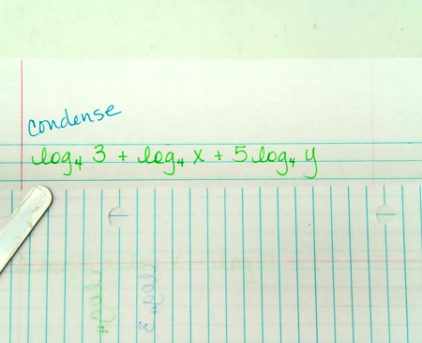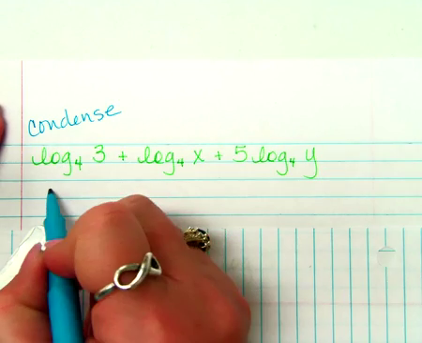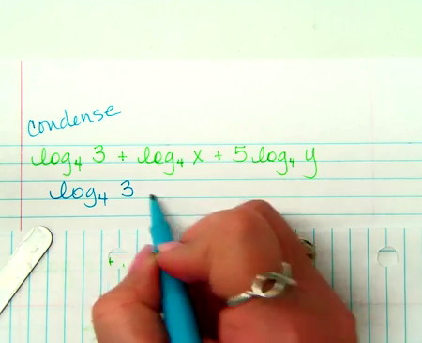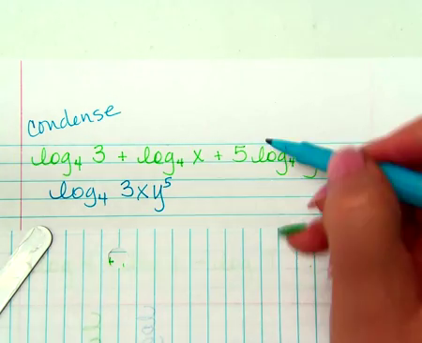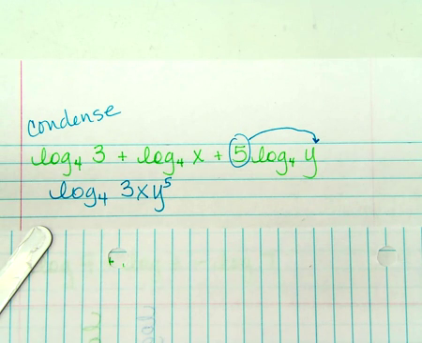If I'm condensing, how many times am I writing the word log? Once. Log base 4 of what? 3x. Oh, y to the 5th. Because when we're condensing, this comes back up as an exponent on that y, doesn't it? Okay, we're done with that problem. Any questions about it?